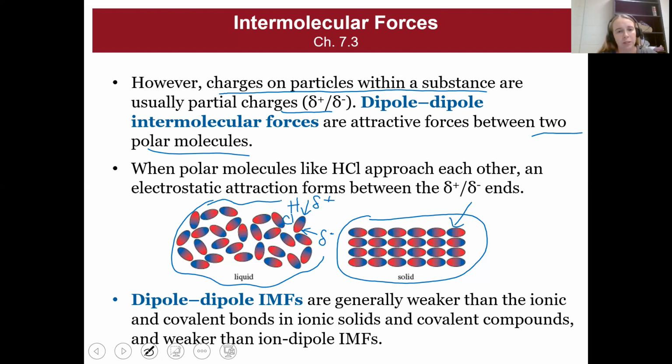So here we still have the same thing happening, red, blue, partial positive, partial negative. So you can see that overlap. It's not as pretty as in the solid, but it's still there. And so generally speaking, dipole-dipole intermolecular forces are weaker than ionic and covalent bonds. So they're weaker than chemical bonds in ionic solids or covalent compounds, the things we've talked about mostly up until now. And they are generally weaker than ion-dipole intermolecular forces.